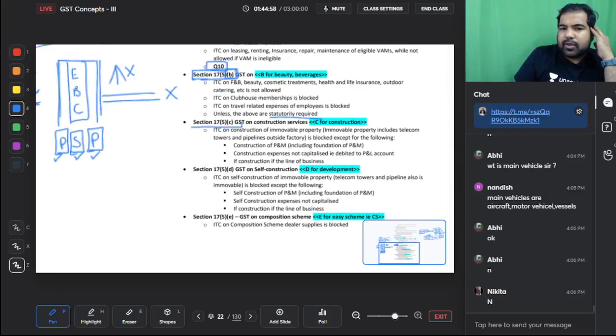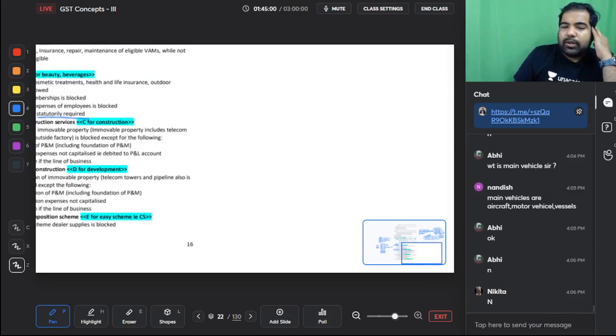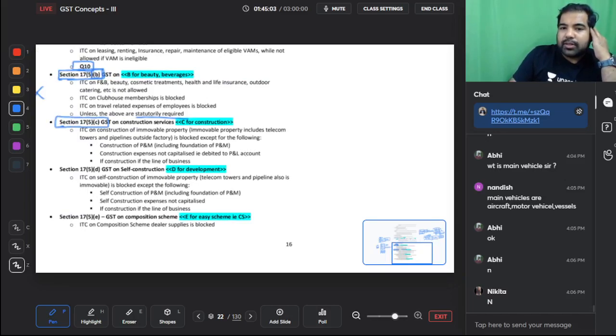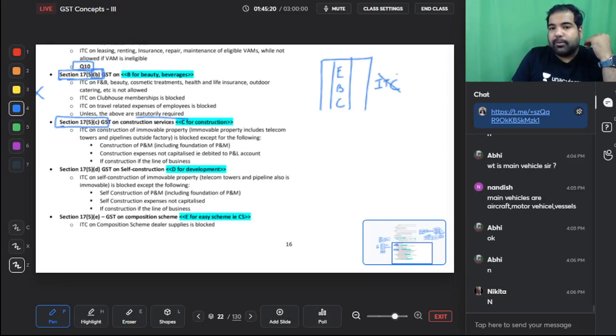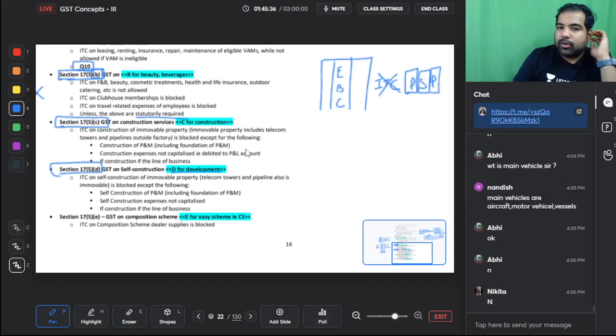17.5c. C is for construction. Guys, what if you don't want to go to L&T? What if you want to construct this building yourself? You hire an architect, you buy cement, steel, etc. and you engage workers to build this building, then still you will not get any credit of the architect's GST or the cement GST, etc. Why? Because again you're making immovable property. So 17.5d is develop yourself, D is for develop yourself. Still you will not get ITC except PSP. If it's a plant and machinery including foundation, if it's same line of business, or if it is debited to P&L account.